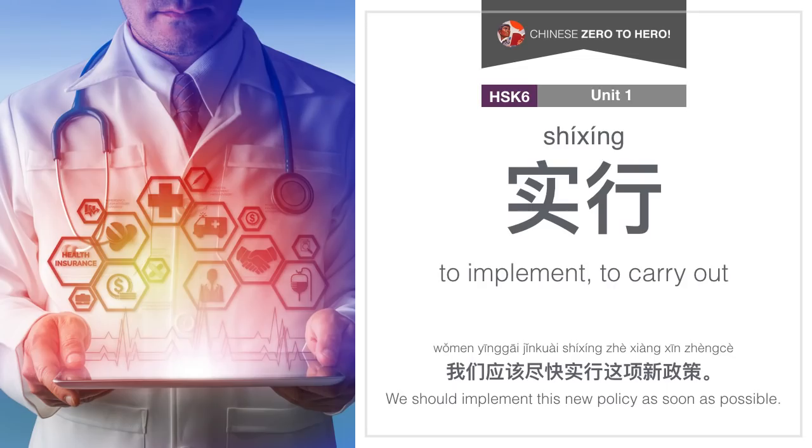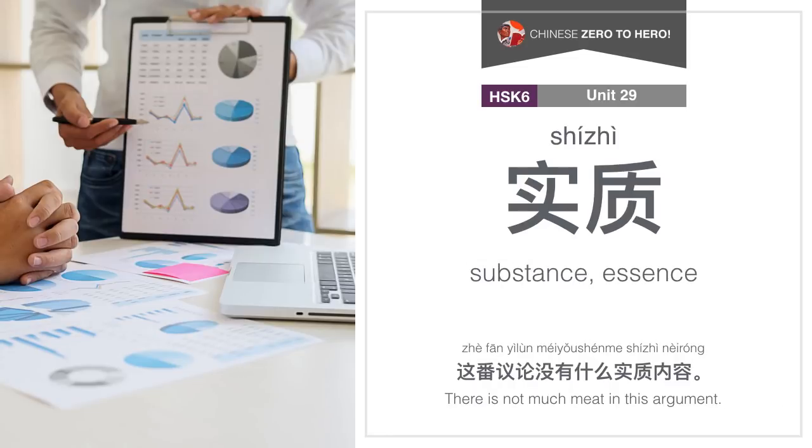In HSK 6, we also learn 实行 which means to implement or to carry out. 我们应该尽快实行这项新政策 We should implement this new policy as soon as possible. In HSK 6, we also learn the word 实质 meaning substance or essence. 这番议论没有什么实质内容 There is not much meat in this argument.